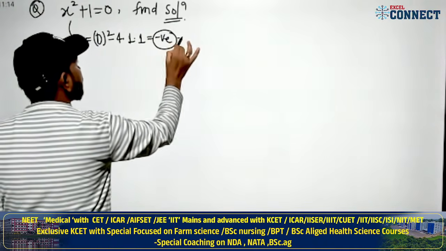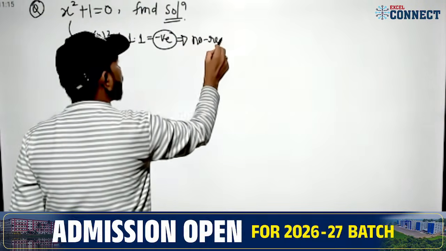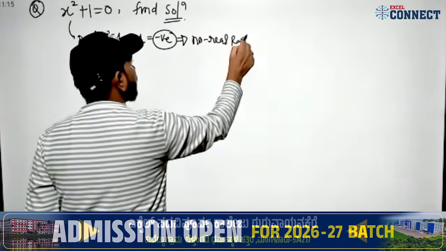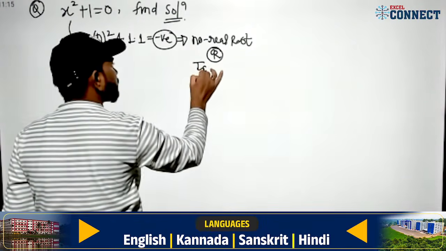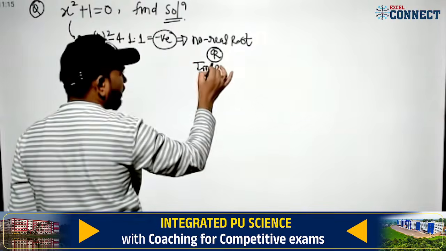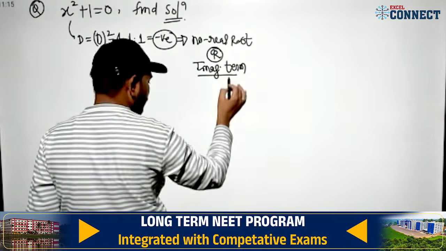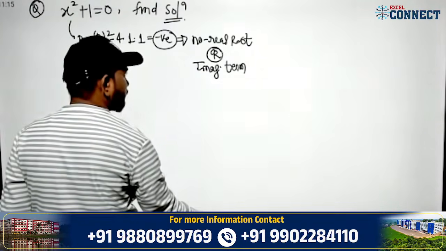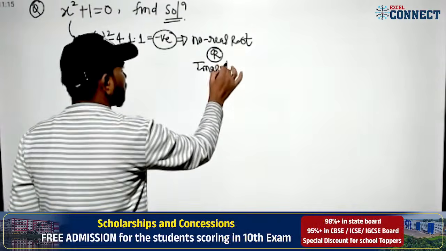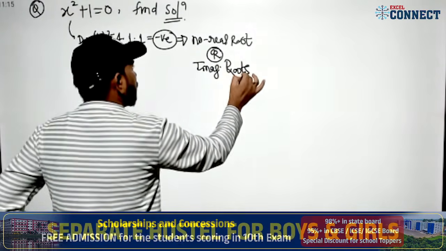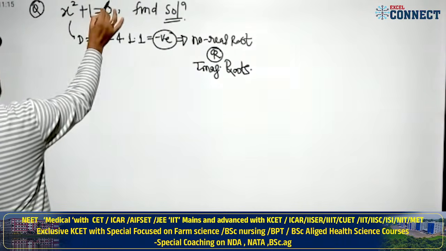Negative means no real root. Or we can say in another language, imaginary roots. You have listened to this term many times in the 10th class: imaginary roots. So here the roots are imaginary.